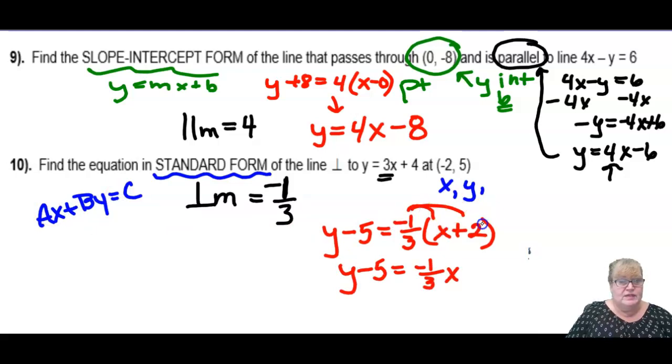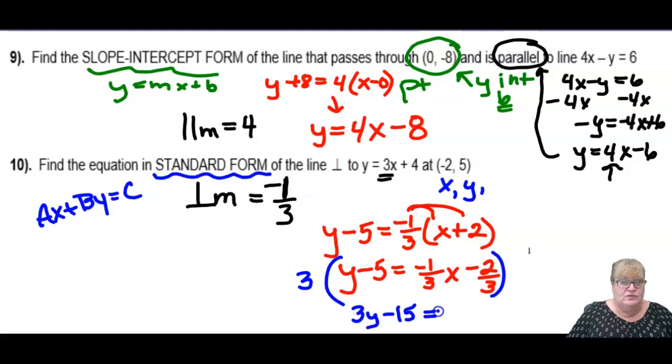Negative 1/3 times x and negative 1/3 times 2. All right, now, a couple options here. You could add 2/3 to both sides. You could add 5 to both sides. You could move this over here. At some point, standard form means we got to get rid of all the fractions. So I'm going to choose right now to multiply through by a 3 to get rid of all my fractions before I go any further. So it'll be 3y minus 15 equals negative 1x minus 2 after I multiply everything by a 3.